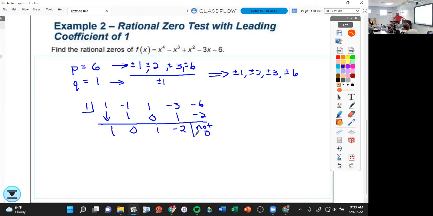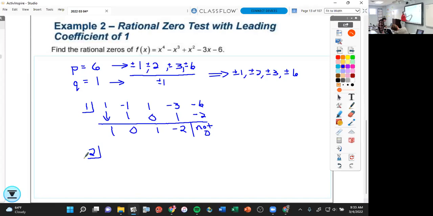Okay. Real quick, a shortcut to see if 1 works or not. Add up the coefficients. What is 1 minus 1 plus 1 minus 3 minus 6, which is what y'all said a while ago, right? Yeah. So because 1 did not work, let's try something else. I've got 7 more possibilities, right? Let's try 2.